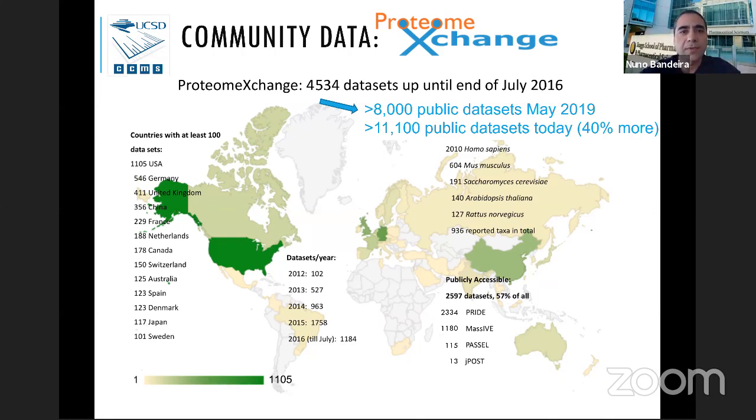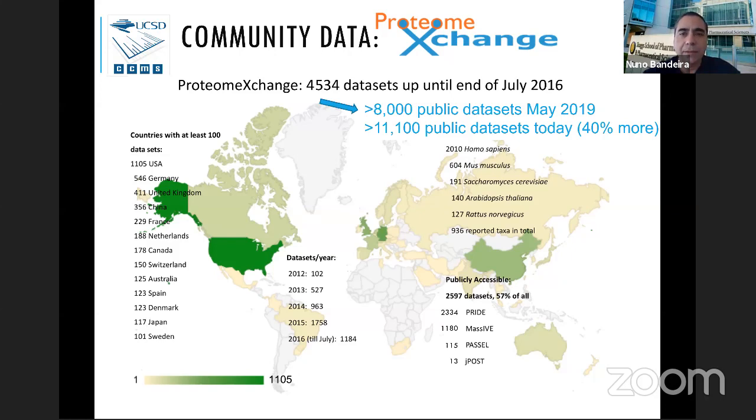And there's a few of us. There's MassIVE in the US, there's Pride in the United Kingdom, there's iProX in China, JPost in Japan, and others for targeted proteomics data. So it's definitely grown over the past couple of years.